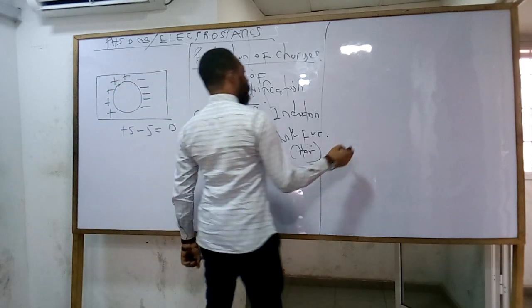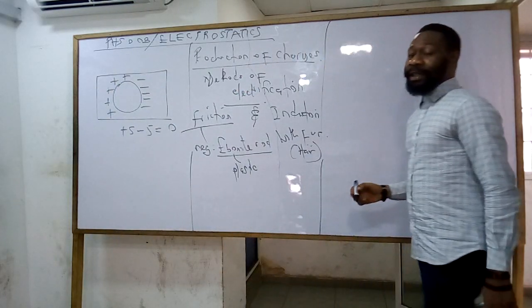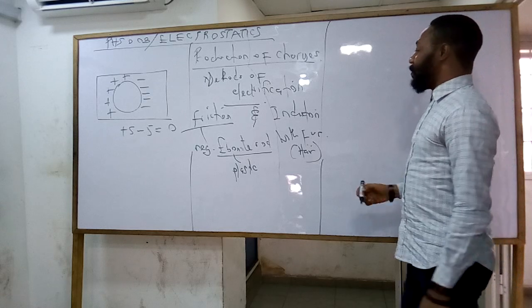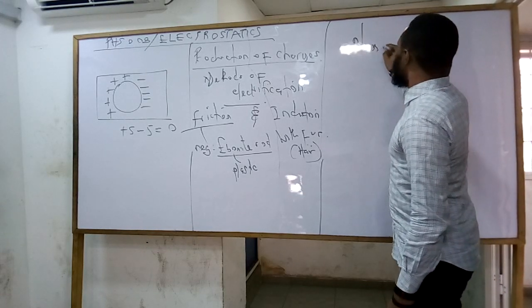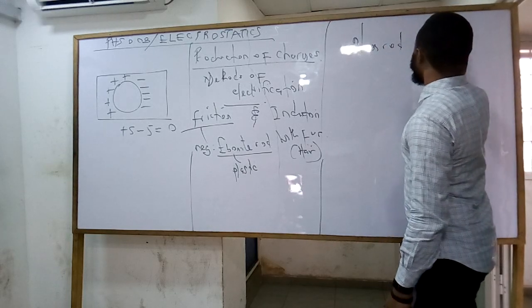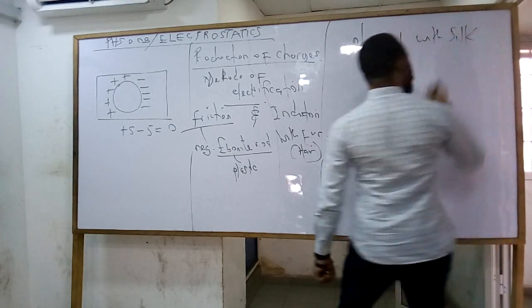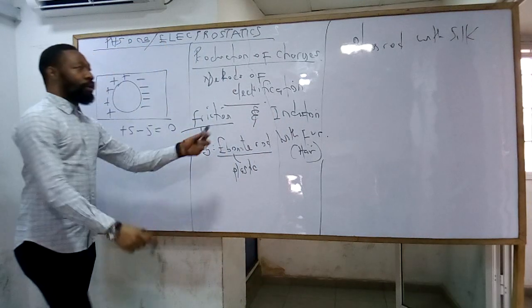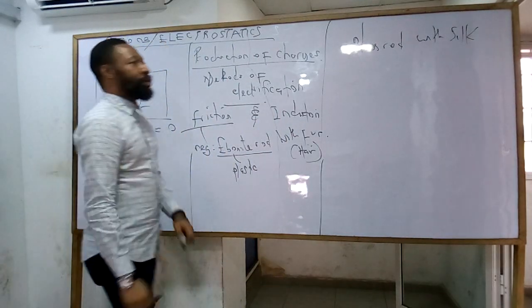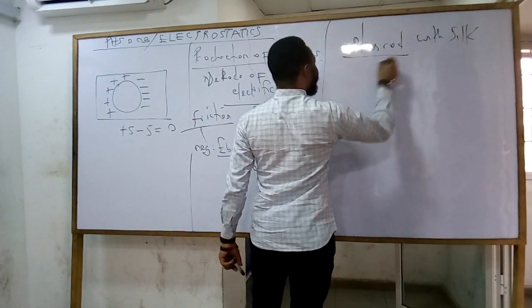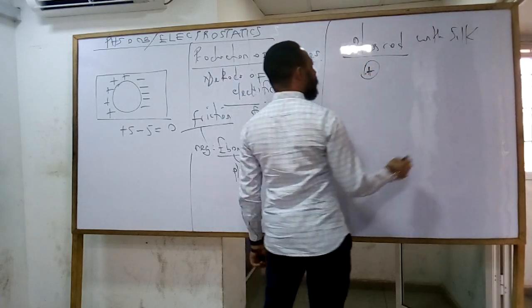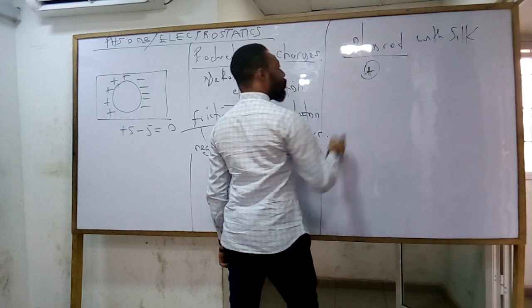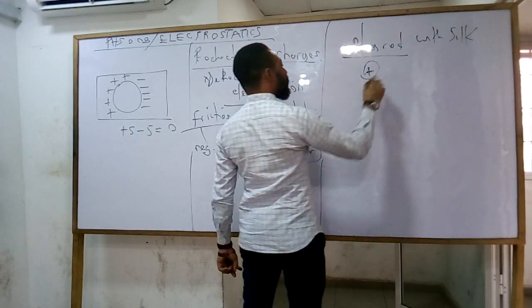So for friction again, how do you achieve charging a body positively by friction? You can charge a glass rod with silk. Get your silk cloth, rub it vigorously with the glass rod. After some time, the glass rod will acquire a positive charge. Why? How did that happen? Positive charges do not move from silk to glass. Don't forget that positive charges do not move.